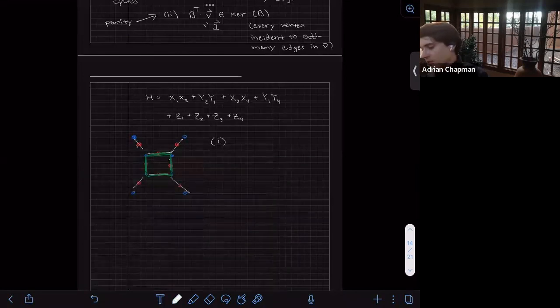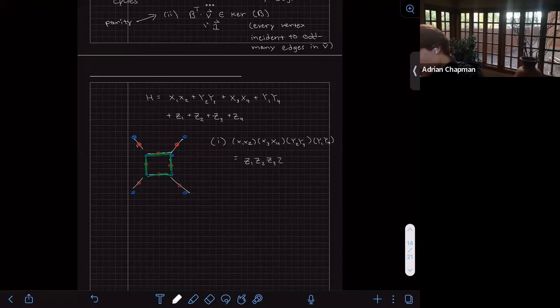And that's the product of all the XY parts. So, right, that's X1, X2, Y, X3, X4, Y2, 3, and Y1, Y4. And that is possibly up to phases, but I don't think so. Z1, Z2, Z3, Z4. That's the green product.